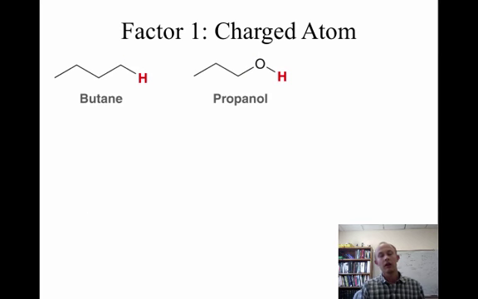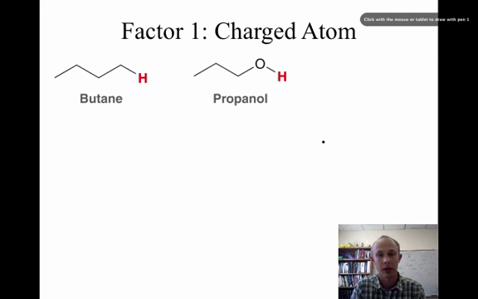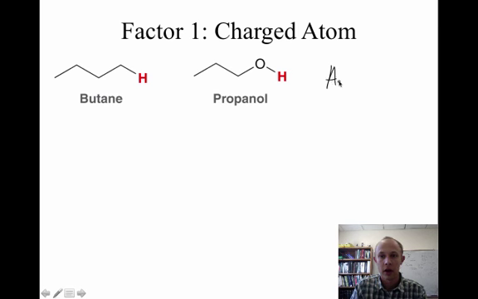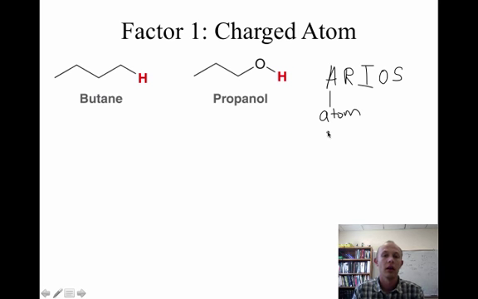Well, we're going to look at 5 different factors to determine stability, and I'm going to go over these factors in the order of their importance. So you want to evaluate factor 1 first before moving on to another one. We're going to abbreviate these factors A, R, I, O, S, ARIOS. The first one that we'll talk about, factor 1, is the atom. So you want to look at the atom that's charged. Remember, what I just said is that when you're determining the strength of an acid, you want to look at its conjugate base. So let's do that.